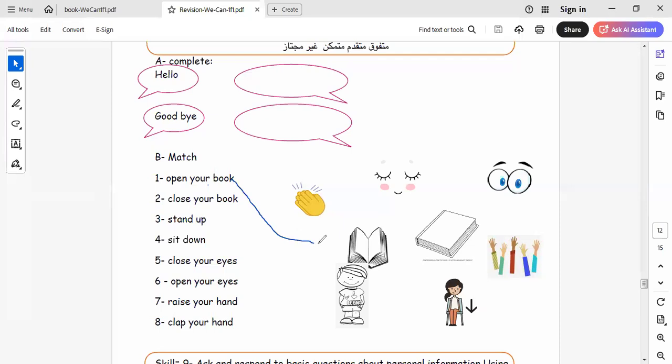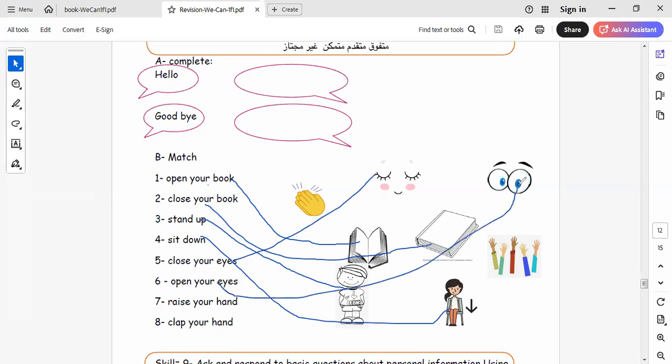Open your book. Which one? This one. Close your book. Which one is close your book? This one. Stand up. Which one? This one. Sit down. This one. Sit down. Close your eyes.